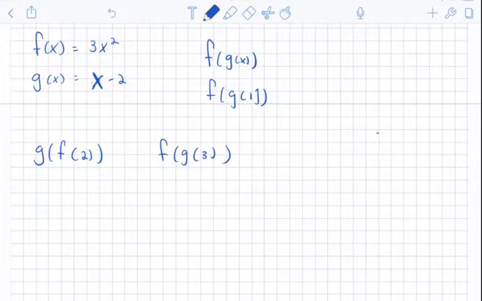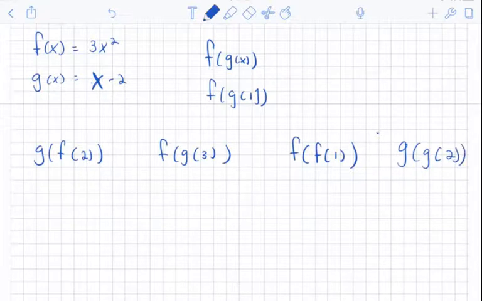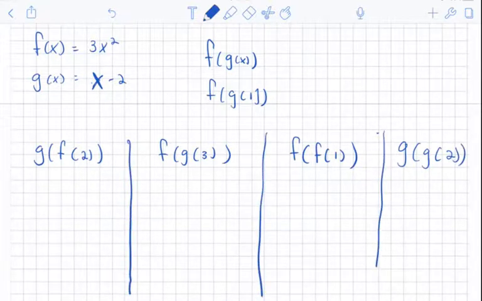And then how about, for fun, f of 1, and then g of 2. Okay? So why don't you try evaluating each of these one at a time, and then I'll teach you how to build the algebraic expression. The meaning of the algebraic manipulation comes from evaluating these, and we evaluate these exactly the same way as we would in the previous case.